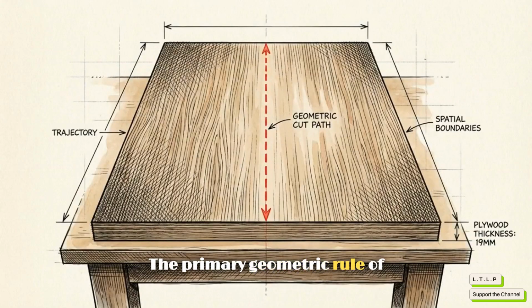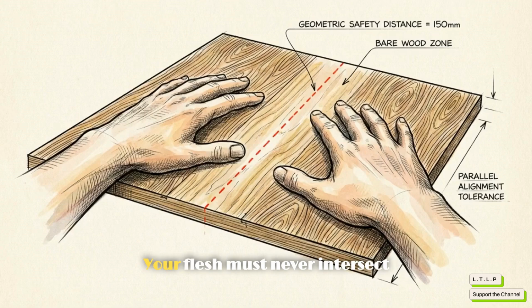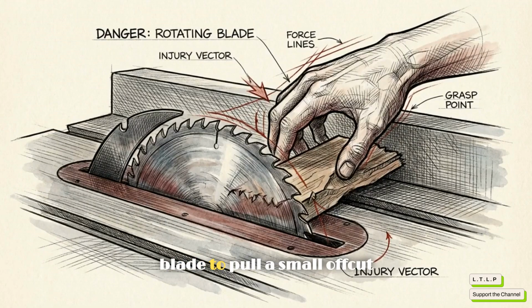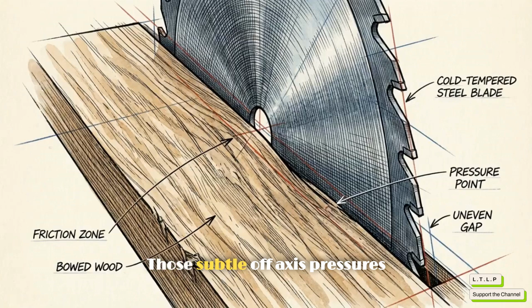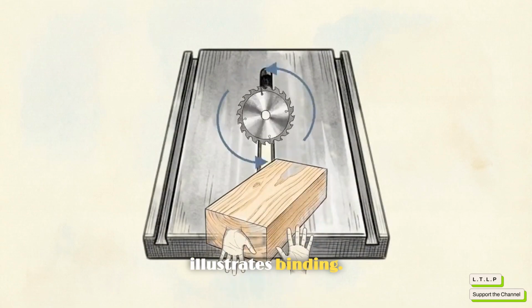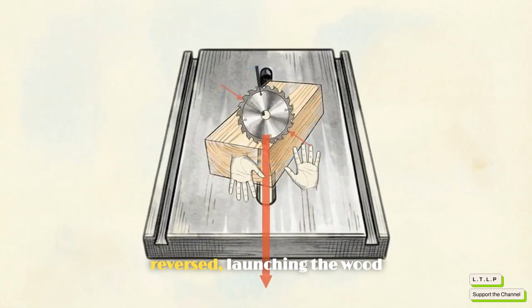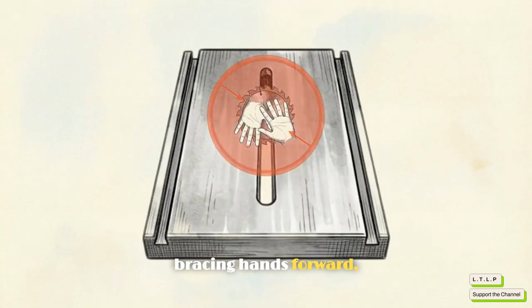The primary geometric rule of using any power tool is absolute. Your flesh must never intersect or align with the tool's intended cut path. Beginners often violate this rule. They try to guide wood through a table saw entirely by hand, without a fence, or reach directly behind a spinning blade to pull a small offcut from the table. Those subtle off-axis pressures cause the wood to twist slightly. This overhead schematic illustrates binding. As the wood pinches the blade, friction builds up instantly. Kinetic energy is suddenly reversed, launching the wood backward. This violent lever yanks the user's bracing hands forward, dragging them directly into the spinning teeth.